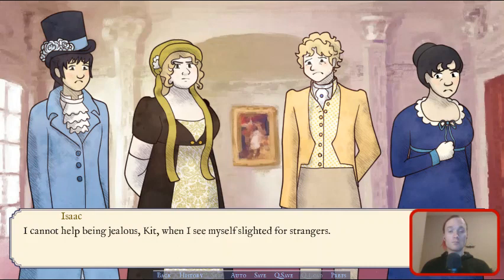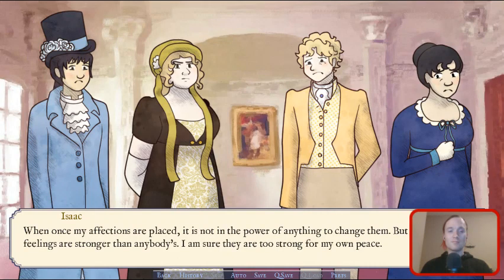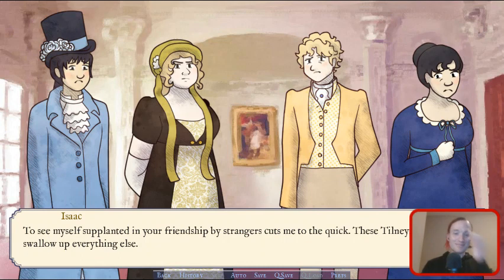I cannot help being jealous, Kit, when I see myself slighted for strangers. When once my affections are placed, it is not in the power of anything to change them, but I believe my feelings are stronger than anybody's. I am sure they are too strong for my own peace. To see myself supplanted in your friendship by strangers cuts me to the quick. These Tilneys seem to swallow up everything else.